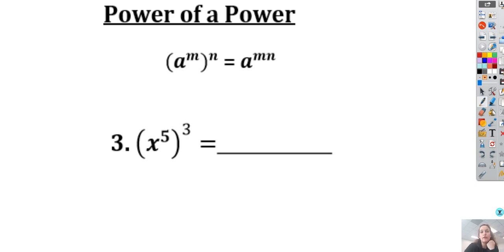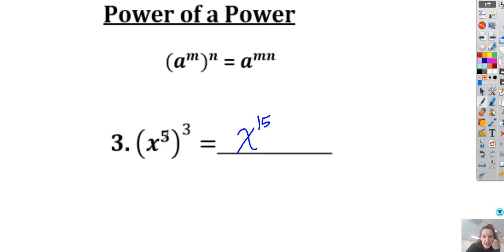Our next exponent rule is called power of a power. It's when you're raising something that already has an exponent to another exponent. You're just going to multiply the inside exponent with the outside exponent. So a to the m, all of that raised to the nth power would be a to the m times n power. So x to the 5th raised to the 3rd power is going to be x to the 15th.